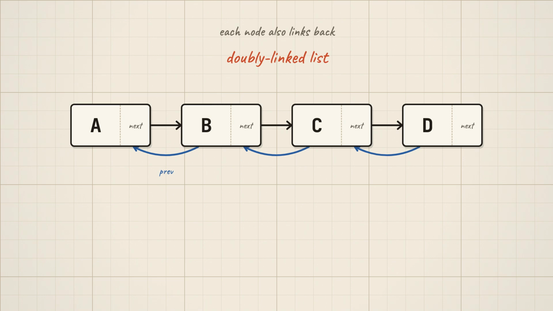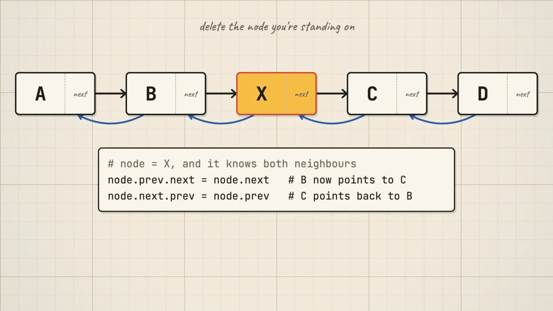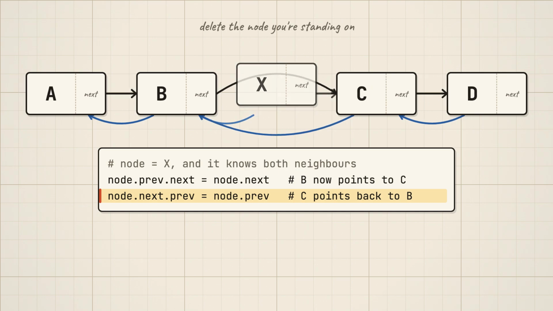And right away you can walk it in either direction, forward from the head like before, or backward from the last node, the tail. Remember the catch. To unhook a node, you had to be standing on the one before it. With a backward link that's gone, because the node we're on already knows who comes before it. So we just introduce its 2 neighbors. The node before now points forward to the node after, and the node after points back to the node before. 2 links, no walking from the front, and X is off the chain.